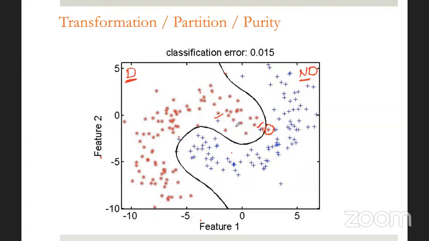But based on the majority, I can say that this region is a default region, because most of the data points belong to the default class, and there are only one or two data points coming from the non-defaulter class, and we are not going to give much importance to those data points. So we can define this partition as a default region, and this is a not default region.